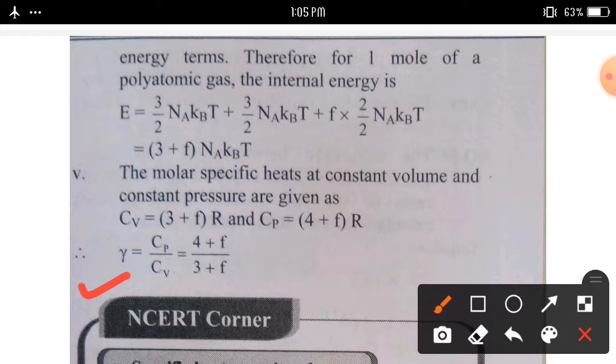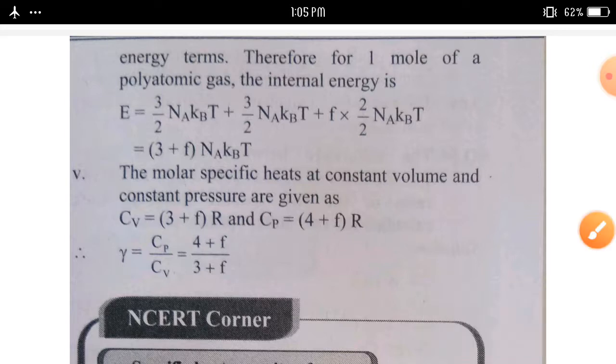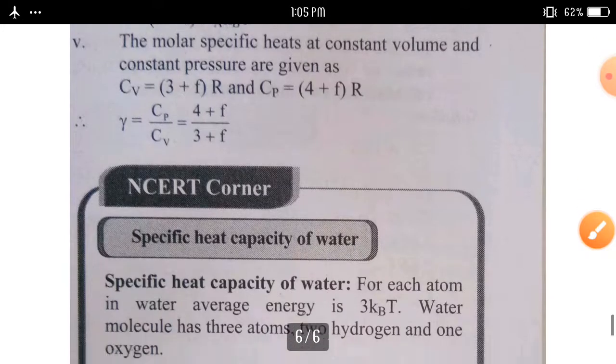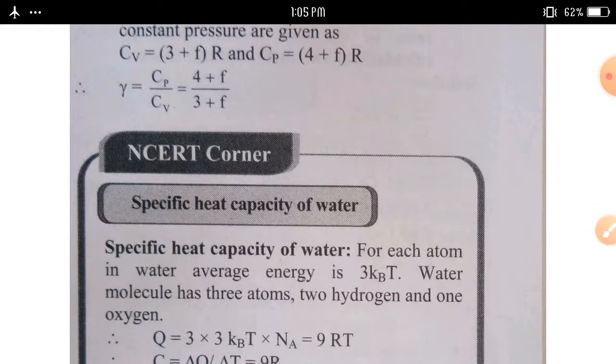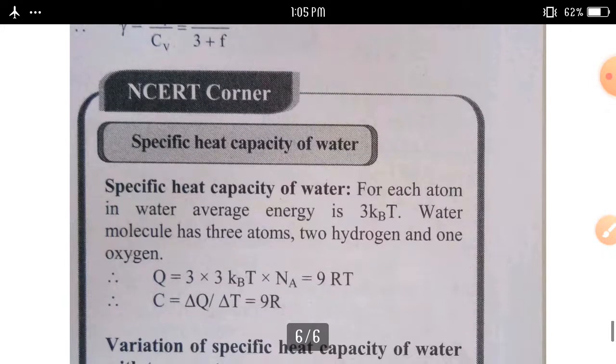Some question asked on this topic: determine the adiabatic ratio in terms of degrees of freedom for polyatomic gases. Then, according to NCERT corner, specific heat capacity of water: for each atom in water, average energy is 3 kB into T.